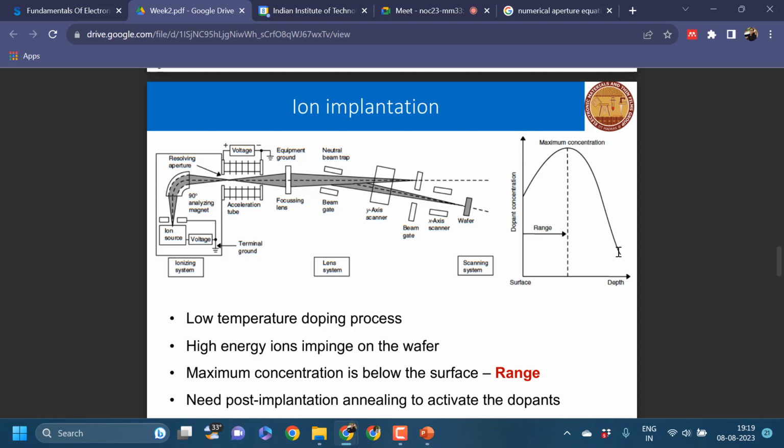So these are a few additional questions. I hope week 2 recap was fine for all of you. Everything is clear. Do you have any additional doubts? Can you explain negative photoresist ones?